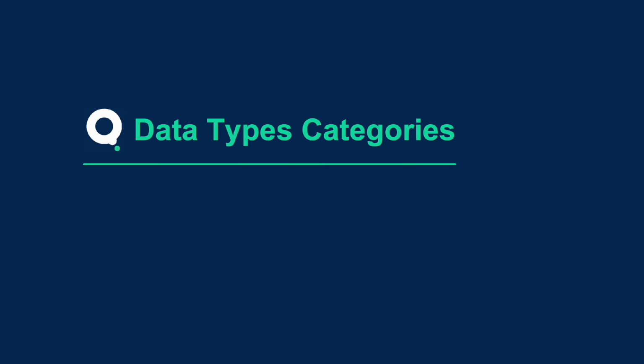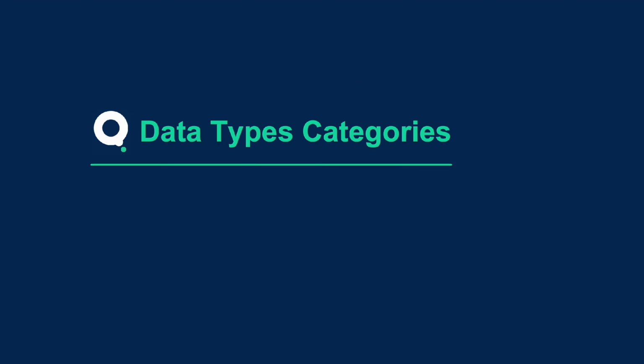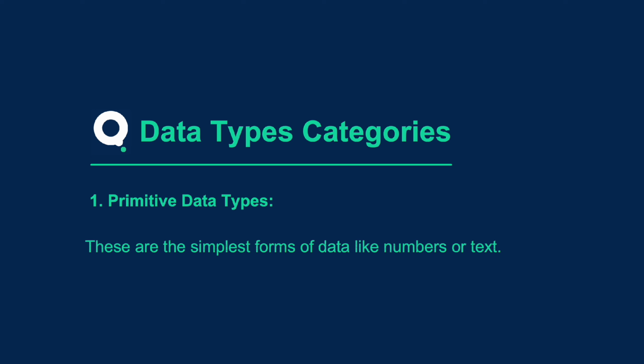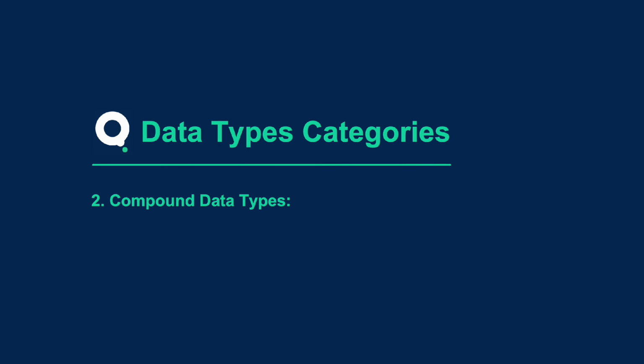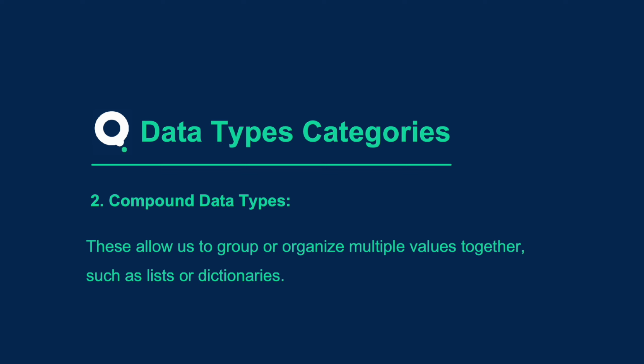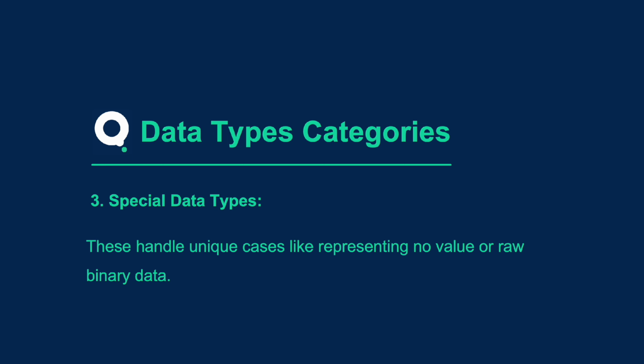Python's data types are grouped into three main categories. Primitive data types, which are the simplest forms of data like numbers or text. Compound data types, which allow us to group or organize multiple values together, such as lists or dictionaries. Special data types. These handle unique cases like representing no value or raw binary data. We'll break each of these down with clear examples.